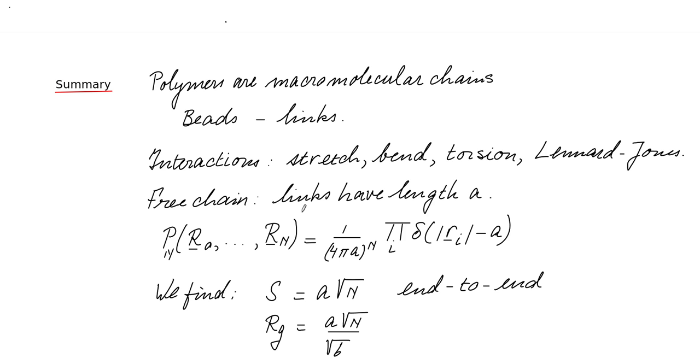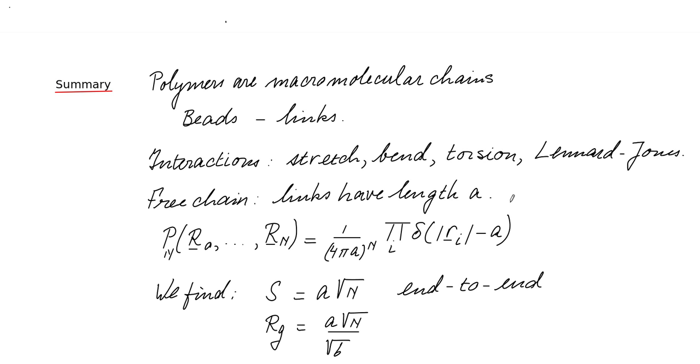Time for a summary. Polymers are macromolecular chains, and we have used a simplified model in which the polymers are viewed as beads connected with links. The interactions which involve the links and the beads can be the stretch of the links, bending associated with 3 successive beads, torsion, which is an interaction for 4 successive beads, and then each of the beads interacts with each of the other beads through a Lennard-Jones interaction.